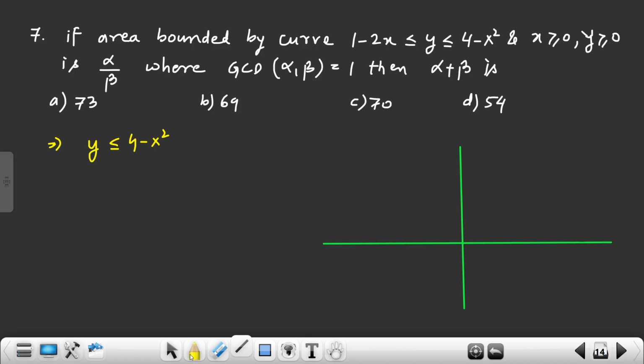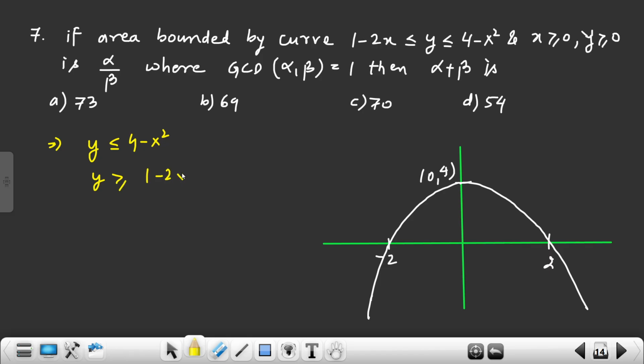Okay, now when x is 0, y value is 4. This is 0 comma 4, and when y is 0, x value is plus 2 and minus 2. And a downward parabola, so it will go something like this, right? And less than, it means it is inside, the area will be the inside of this. Next is y greater than 1 minus 2x.